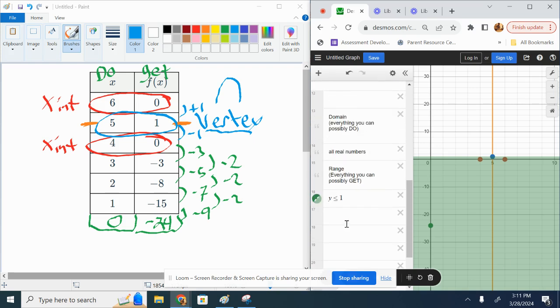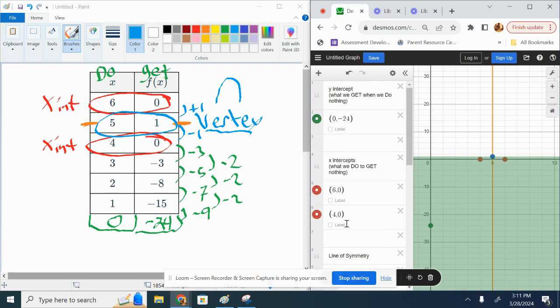Cool. Okay, so now we're going to look at finding the equations. I'm always going to recommend that you start with your x-intercepts if you have them, and we do. So we need to write an equation that when I input 4, I get nothing. So an equation that when I do 6, I get 0.